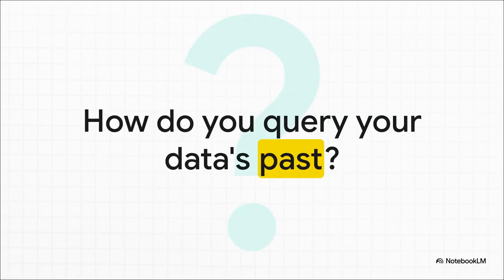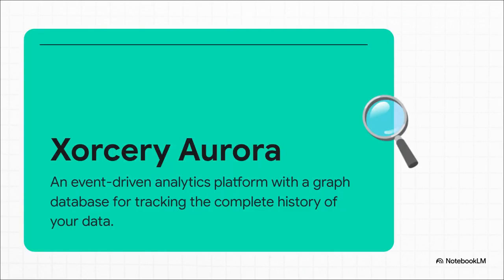I mean, think about it for a second. Most systems are great at telling you what your data looks like right now. But what if you need to know what a user's profile actually looked like 3 months ago? Or track every single little change that led to its current state? Yeah, that's a much harder problem to solve. And that is the exact problem Xorcery Aurora was built to solve.